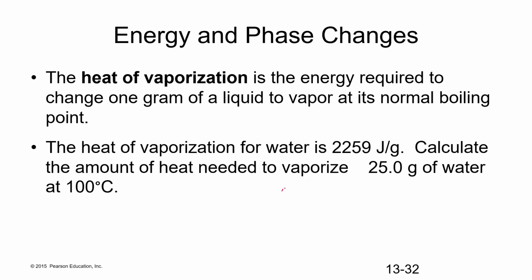If I have 25 grams, I would put grams on the bottom and joules on the top. And now this is our conversion factor that says 2259 joules in 1 gram. And I set that equal to, and calculate the answer.